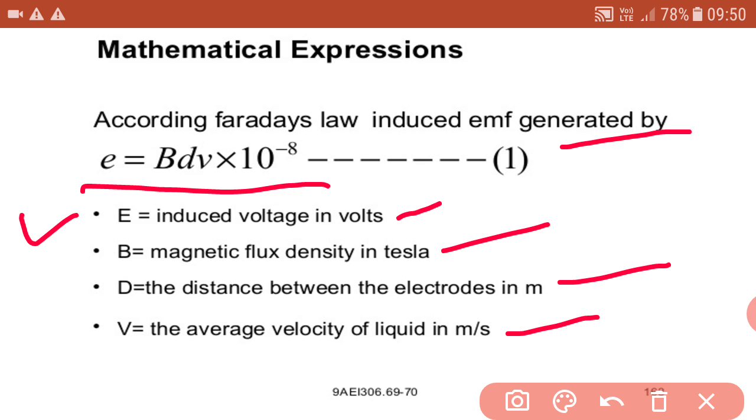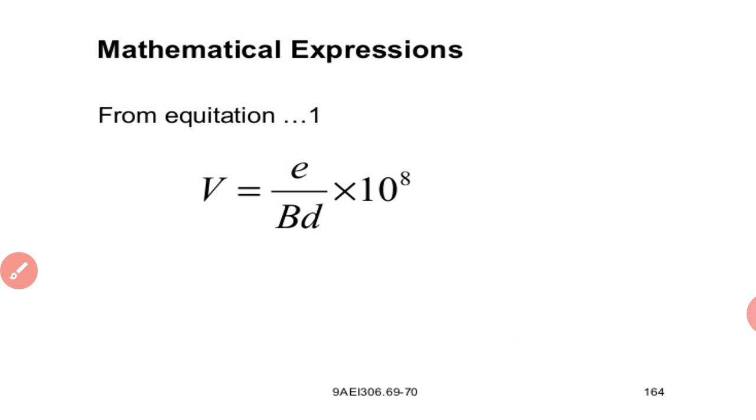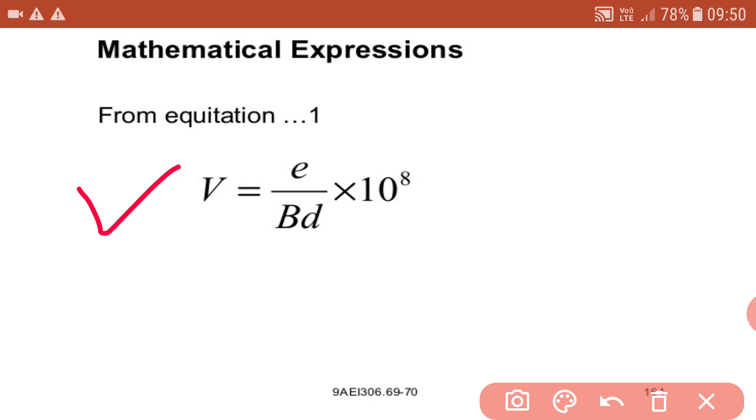Okay. So this is the mathematical expression and its abbreviations. So from equation 1 we can also write that V is equal to E upon BD into 10 raised to 8.